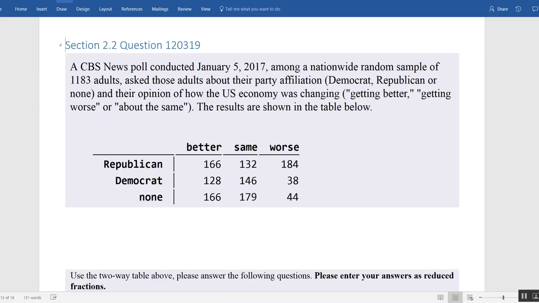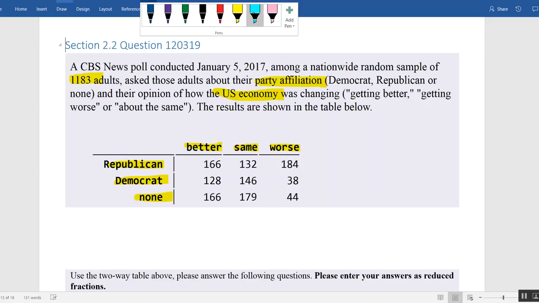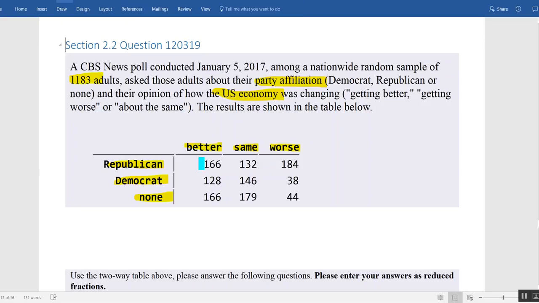In a political survey, 1,083 adults were asked two questions. One is the party affiliation, and the other is their opinion on U.S. economy. And the table is organized as such. The rows are the party affiliation, and the columns are what they think about U.S. economy. So for example, here are the Republicans.